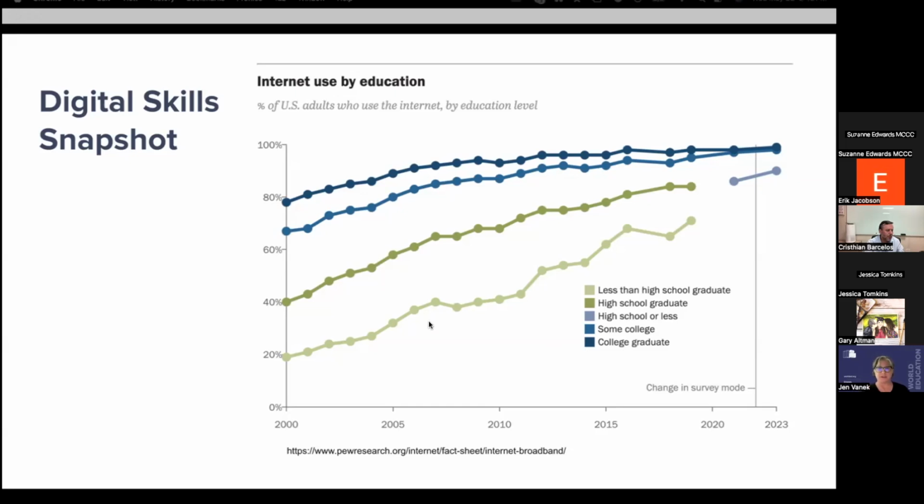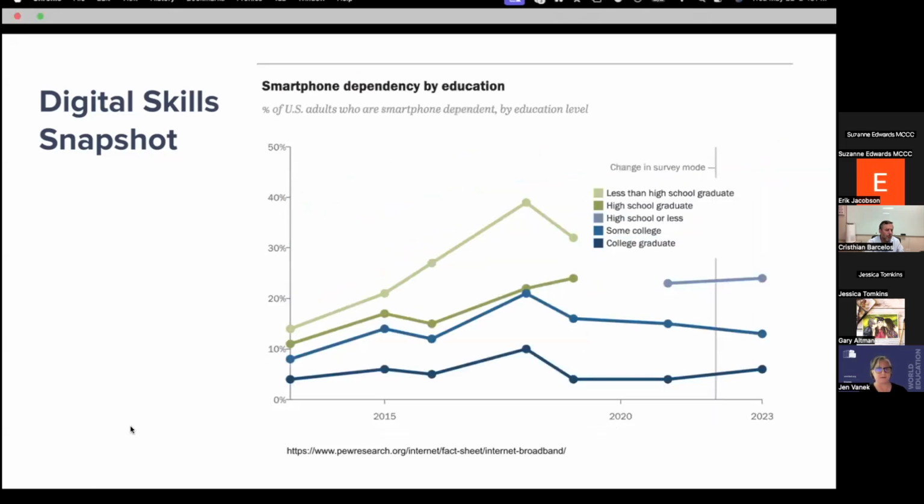And you can see over here that although all areas are making progress, learners who have less than a high school graduation, secondary education, secondary credential, are the ones who have the least use of the internet. The other thing that's interesting to note about these learners is that a lot of them tend to be smartphone dependent even when they do use the internet. So that means the only device that they can use to get online is their phone.